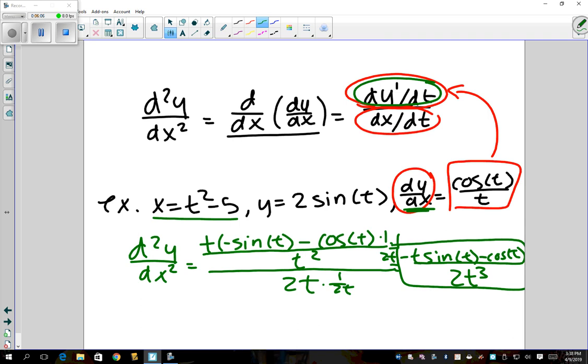So this is my second derivative of my parametric equation. Again, I have to find the first derivative first, take the derivative of that again, and then take the derivative of my original x. And then that is my second derivative of my parametric equation.